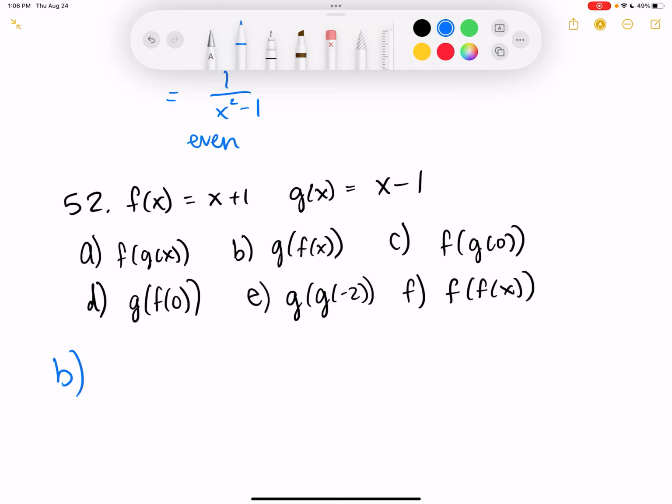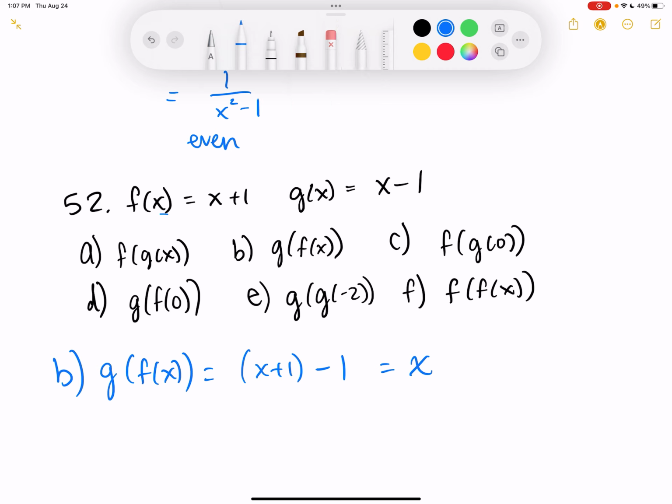So B is g of f of x. All right, so anywhere we see an x in g of x, we're putting the function f of x. So it's going to be x plus 1 minus 1, which gives us what? Yep. So that leaves you with x.